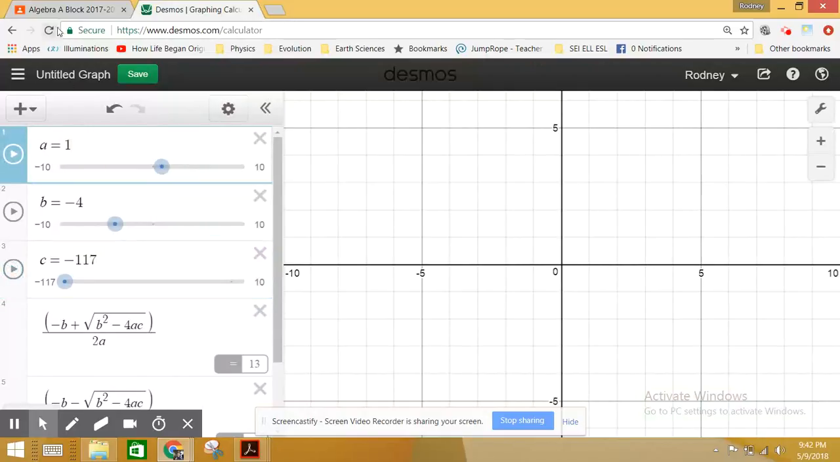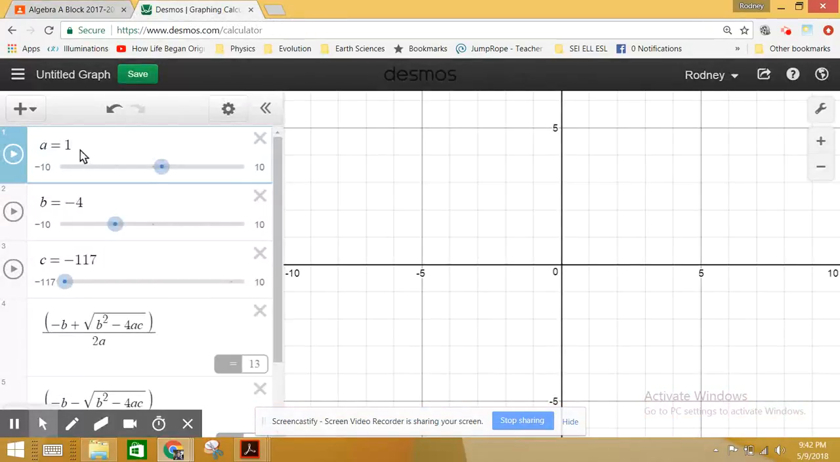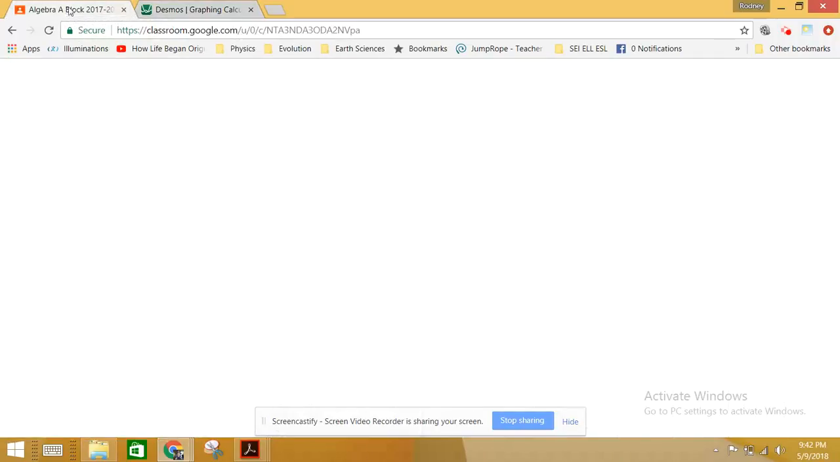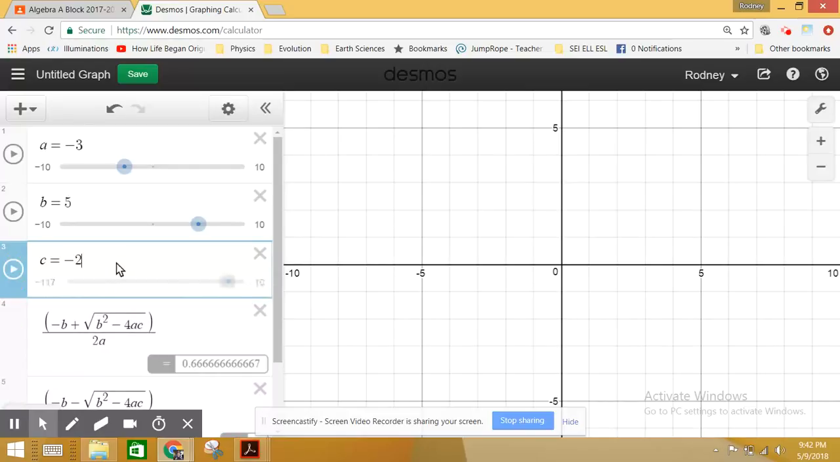So we had, let me remind myself, negative 3, 5, and negative 2. So A is negative 3, B is 5, and C was negative 2, I believe. Yes, it was. So C is negative 2.